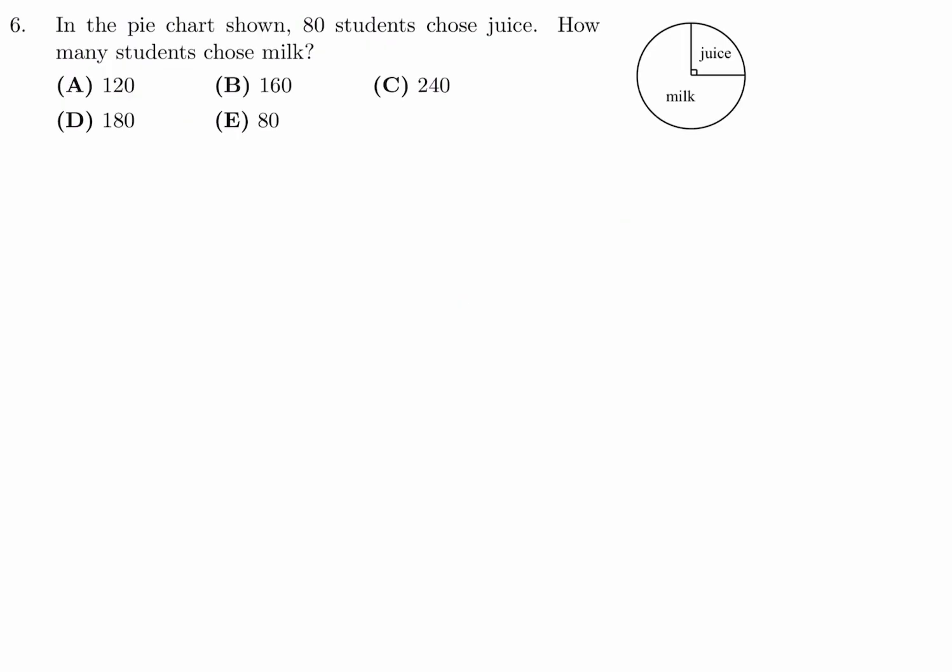In the pie chart shown, 80 students choose juice. How many students choose milk? Well, this symbol means 90 degrees, and 90 degrees refers to 1/4 of a circle. So juice is chosen by 1/4. So that means milk is chosen by 3/4 of the people involved. So if 1/4 is equal to 80, then 3/4 must be equal to 3 times 80, which is 240. So 240 people chose milk. Number 6, the answer is C.